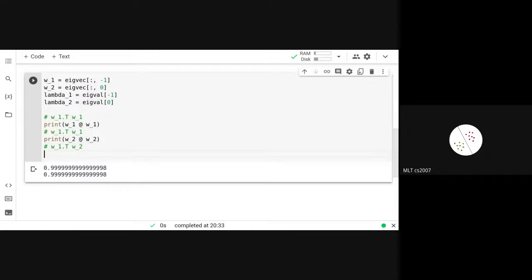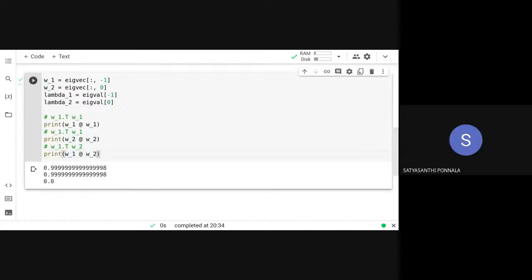and let's try that. So W1 is there, W2 is there, and the result is 0. So the eigenvectors are orthogonal, they have unit norm, therefore they are orthonormal. So that part is clear. Let me get back to this.